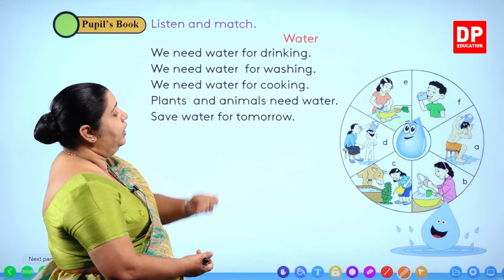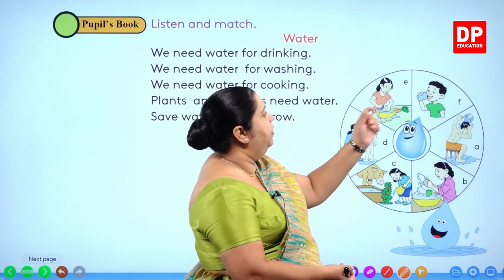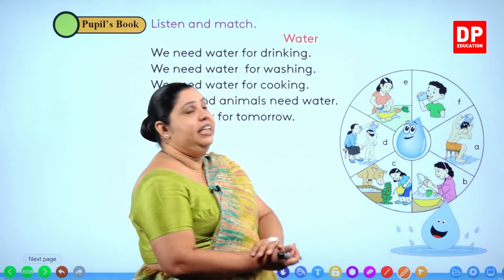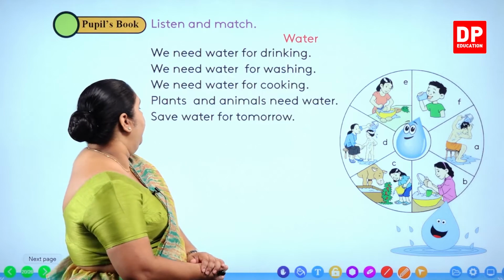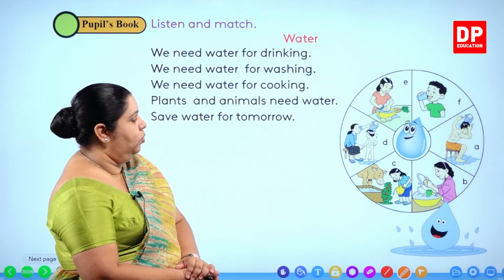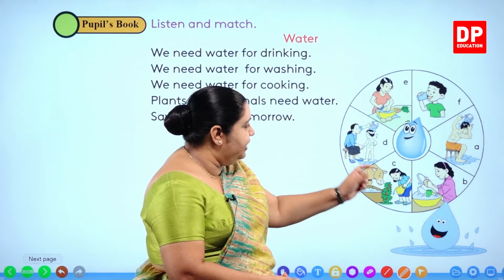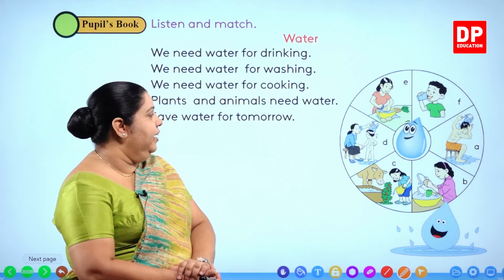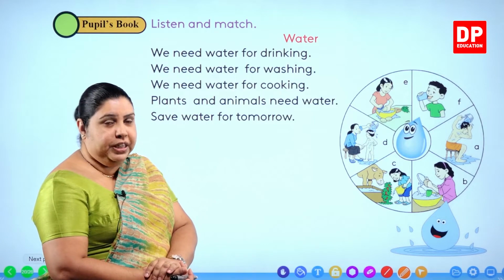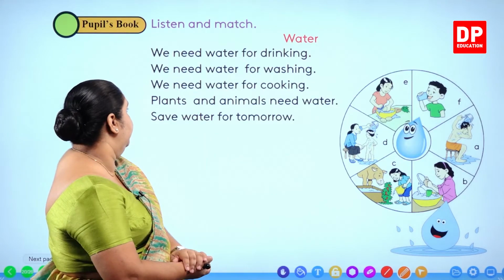We need water for cooking. කෑම හදන්න අපිට වතුර ඕන වෙනවා කියන්නේ කොයි picture එකද පුතේ? Letter E. Can you see? We need water for cooking. Plants and animals need water. Oh, plants and animals need water. Which picture is that? Picture C. Can you see? You have to observe this very nicely. It is in your book. It is in your pupils book. Observe the picture, read the sentences, and then we will match.